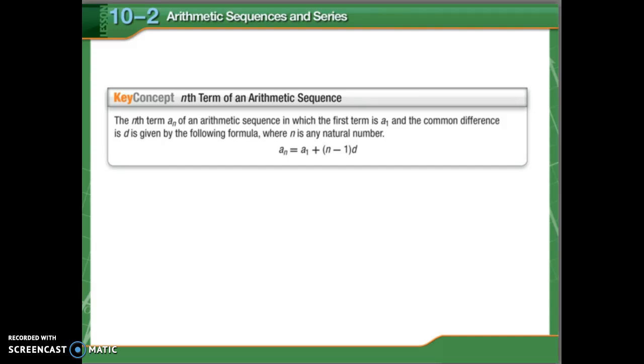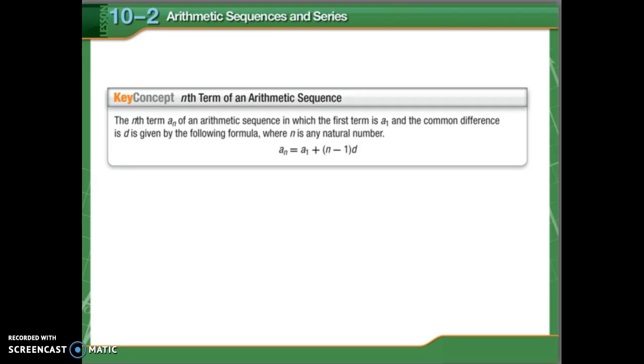Okay, today we're looking at Chapter 10, Lesson 2, Arithmetic Sequences and Series. We're going to start off with a key concept for finding the nth term of an arithmetic sequence. Basically, it says the nth term, a sub n, of an arithmetic sequence in which the first term is a1 and the common difference is d, is given by the formula, where n is any natural number: a sub n equals a1 plus (n minus 1) times d.